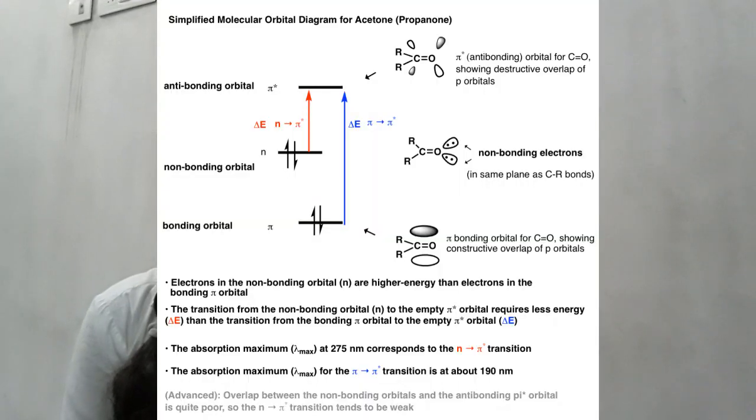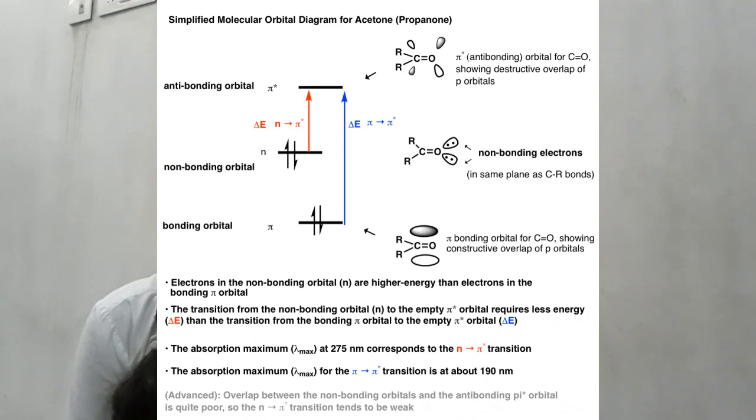And in n to pi star transitions, an electron from a non-bonding orbital is promoted to an anti-bonding pi star orbital. Examples are molecules containing double bonds with heteroatoms, like C double bond O and N double bond O, which undergo this type of transition. This requires minimum energy, and it shows absorption at longer wavelength, around 300 nanometers.